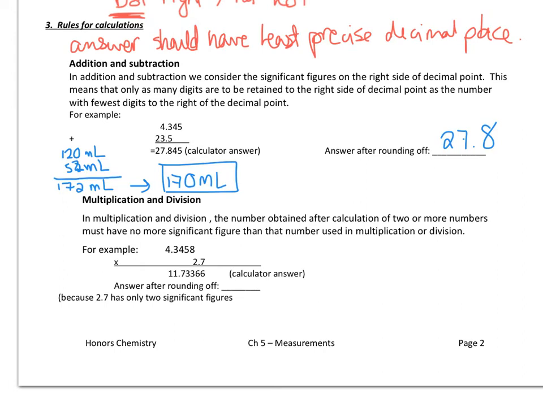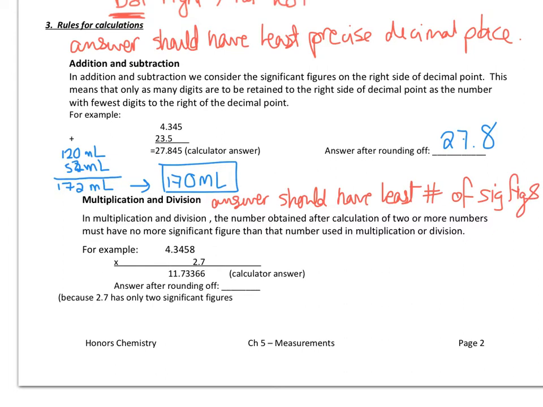So, multiplication and division. In multiplication and division, the number obtained after calculation of two or more numbers must have no more significant figures than that number used in the multiplication or division. So, again, that's kind of wordy. Basically, what they're saying is the answer should have the least number of sig figs.